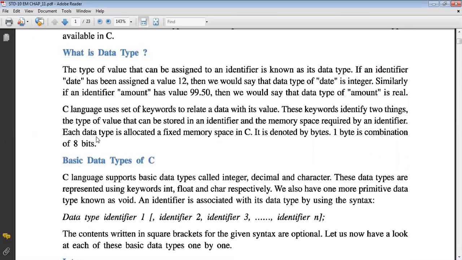Underline this line also. Each data type is allocated a fixed memory space in C. It is denoted by bytes. One byte is a combination of 8 bits.